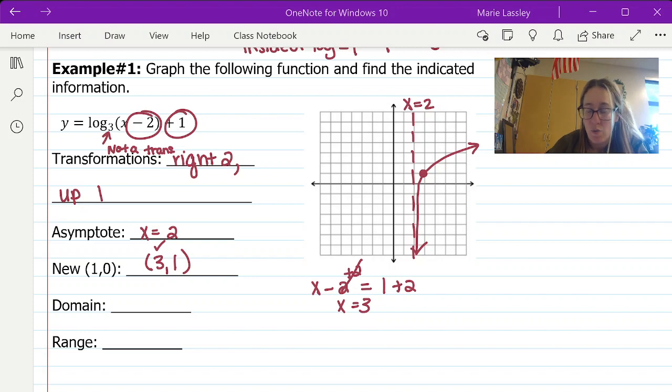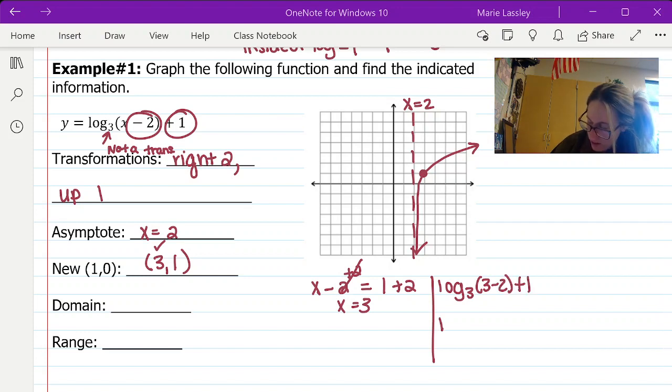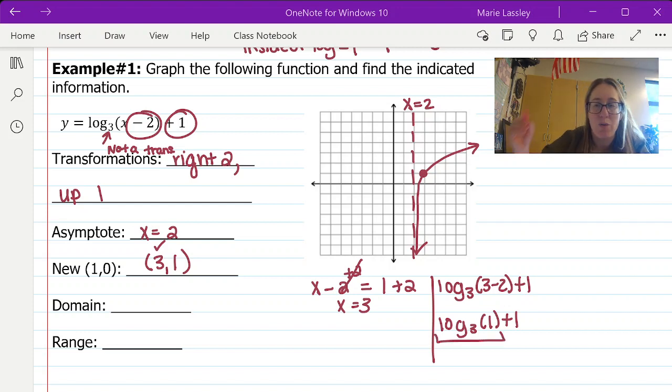All right, now to find the y value, you're just going to plug in that 3 into your equation. So it's log base 3 of 3 minus 2 plus 1. So that is log base 3 of 1 plus 1. Now, right here, log base 3 of 1, this is saying 3 to what power is 1? Well, 3 to the 0 power is 1. So you get 0 plus 1, which is just 1. And that's what we got.